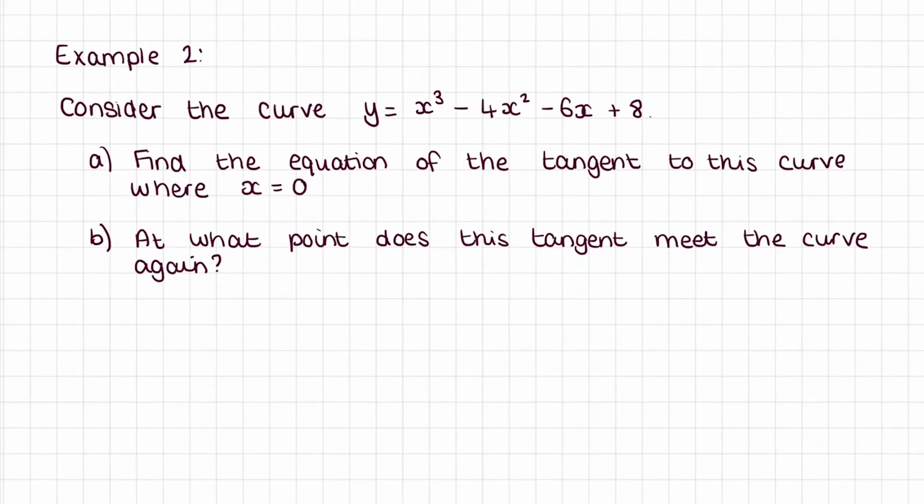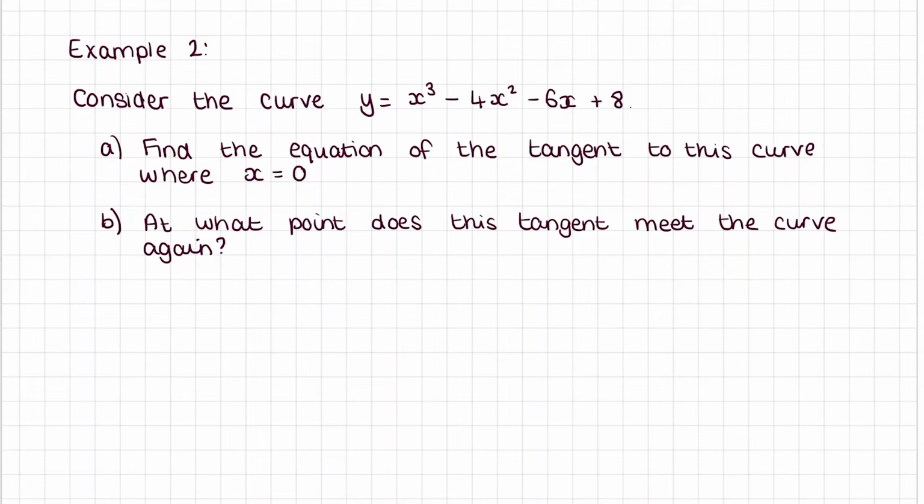So example 2, consider the curve y equals x cubed minus 4x squared minus 6x plus 8. Find the equation of the tangent to this curve where x equals 0. And at what point does this tangent meet the curved line again? So the first thing we're going to do is find the y coordinate when x equals 0.